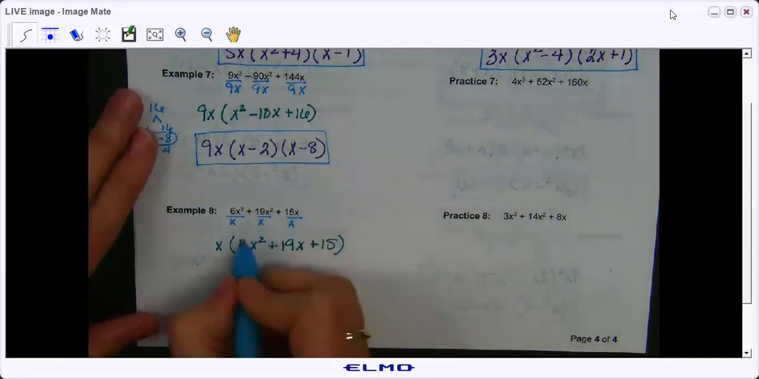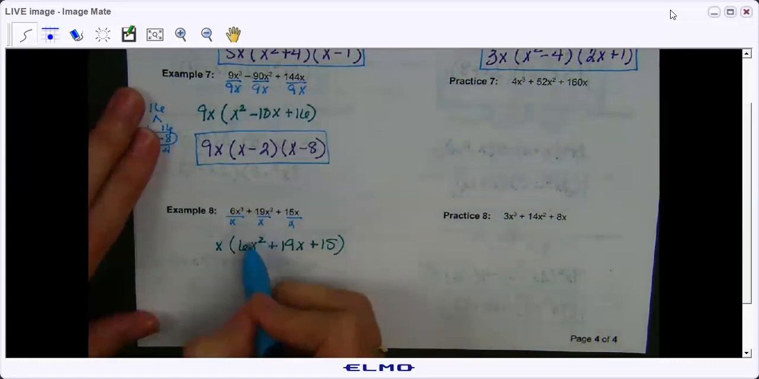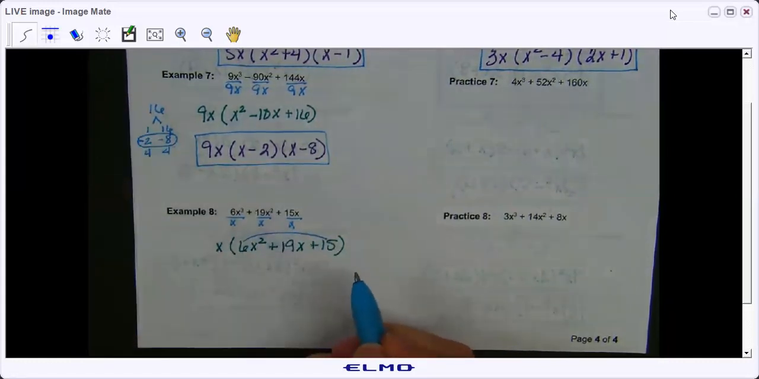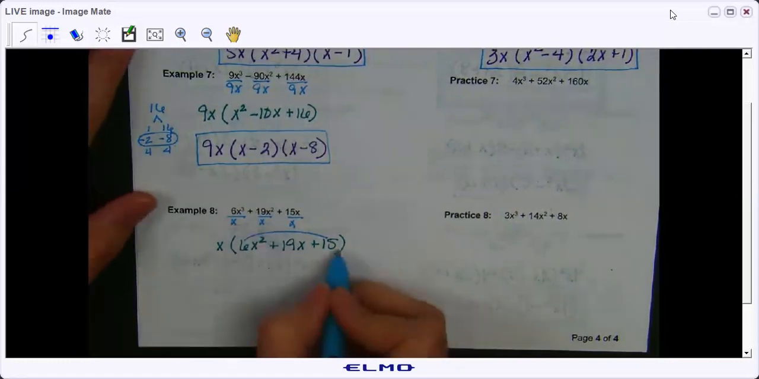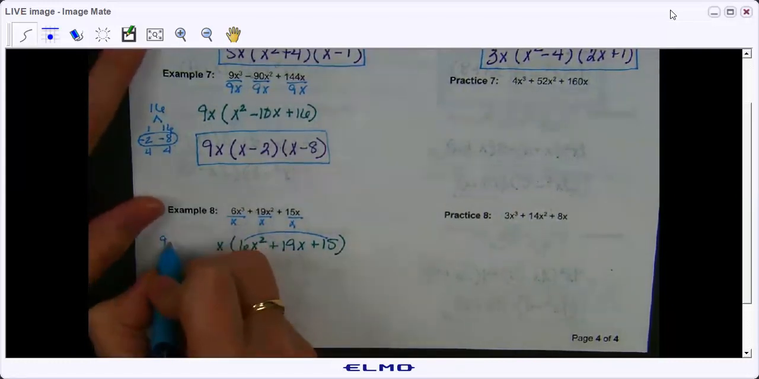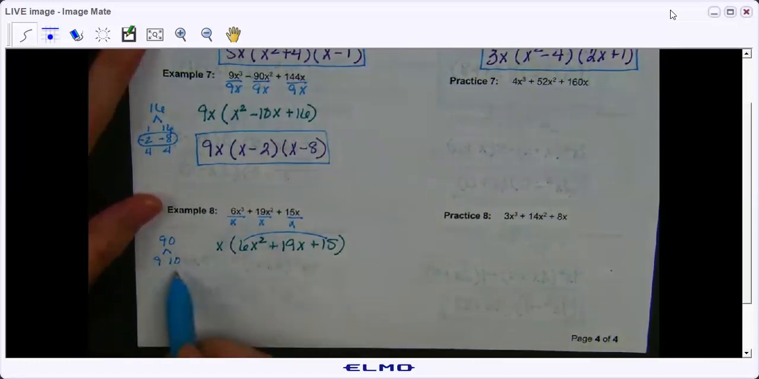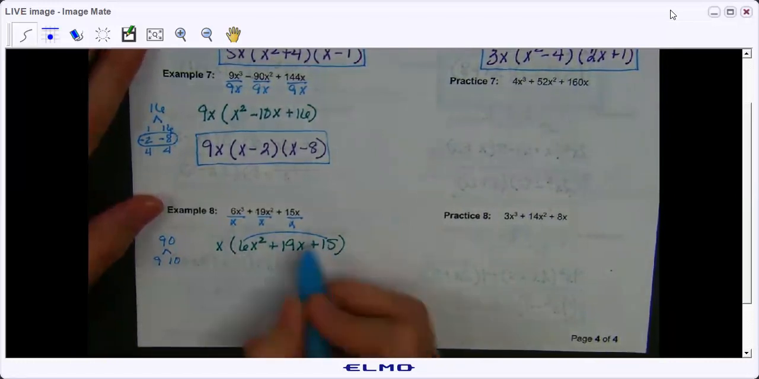So we have to find factors, and this is all review. We have to find factors of 6 times 15 that will give us a 19. 6 times 15 is 90. So let's see, it looks like it's going to be 9 and 10. So 9 times 10 is 90. 9 plus 10 is 19 right here.